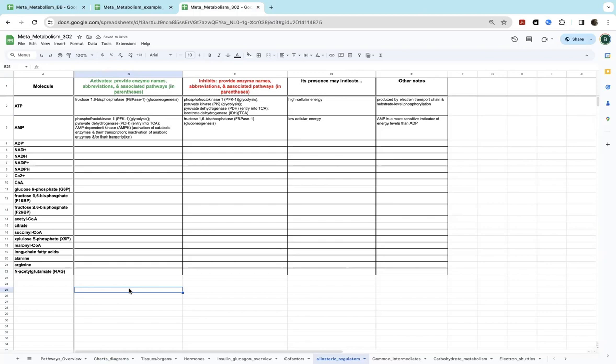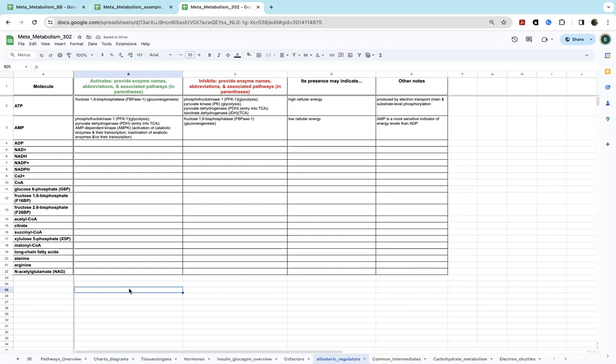And then the best part, or one of the great parts, is that once you fill this out, you have a great resource that you could turn to in the future. And if you want to test yourself, you can erase it and do it again. And so let's just take a look at some of these different tabs. The one I'm on right now is the allosteric regulators.